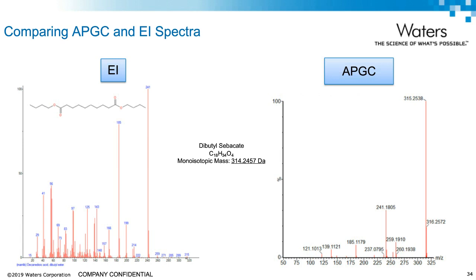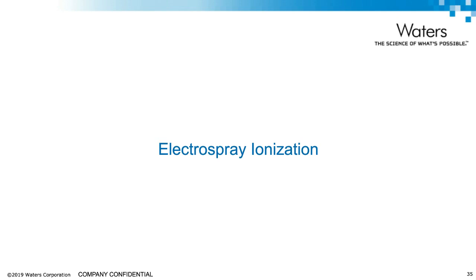We'll now move away from ionization techniques associated with gas chromatography and move on to look at techniques more commonly used with LC-based analyses. Electrospray ionization, or ESI, is one of the most commonly used techniques in modern mass spectrometry. Professor John Fenn demonstrated its applicability to mass spectrometry, for which he won the Nobel Prize in 2002.